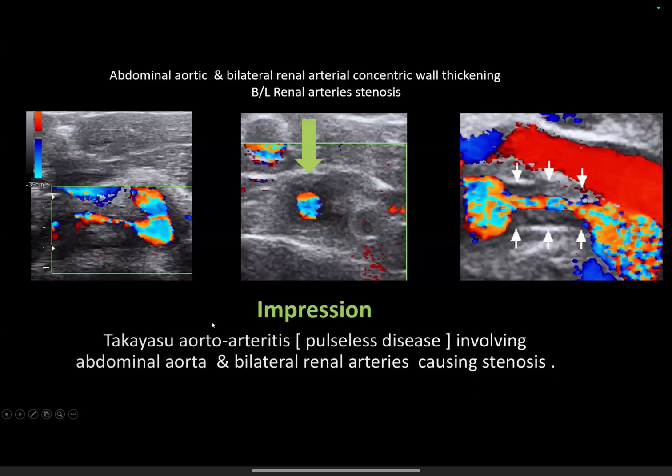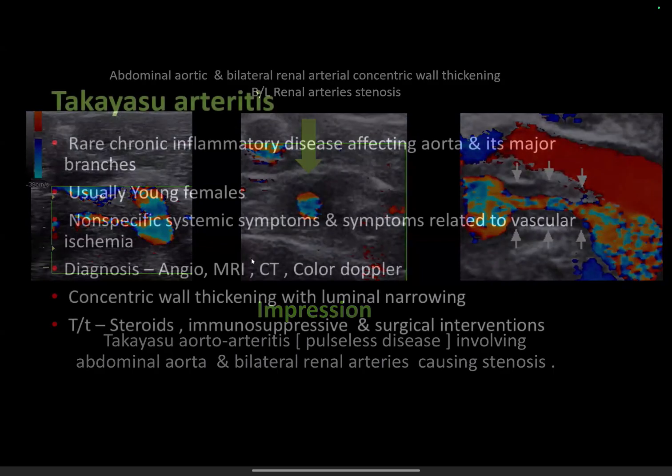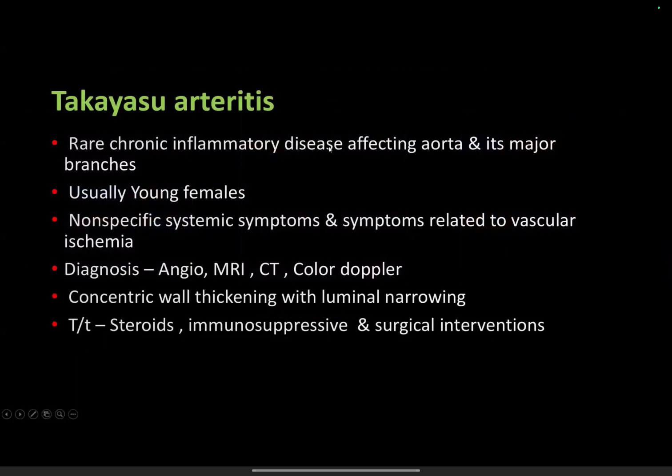So this was basically a case of Takayasu aortoarteritis, or pulseless disease, involving the abdominal aorta and bilateral renal arteries, causing renal artery stenosis and abdominal aorta stenosis. Basically, vasculitis or Takayasu arteritis is a rare chronic inflammatory disease of the aorta and its major branches, and there is inflammation of the wall.